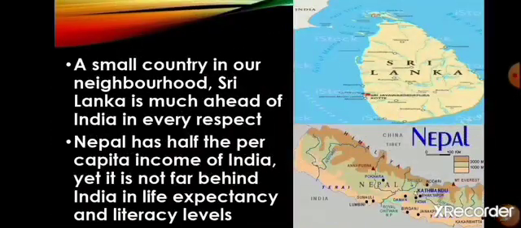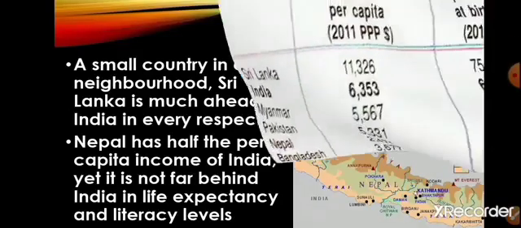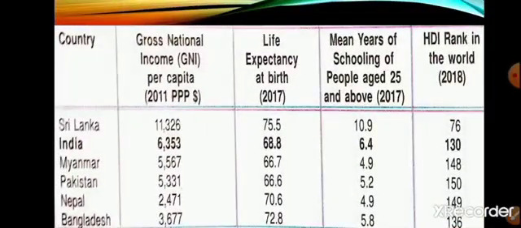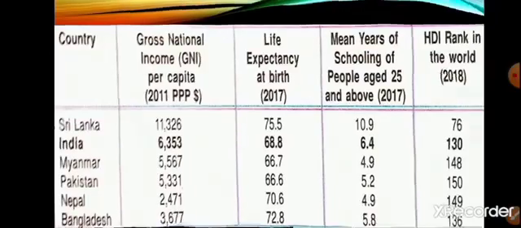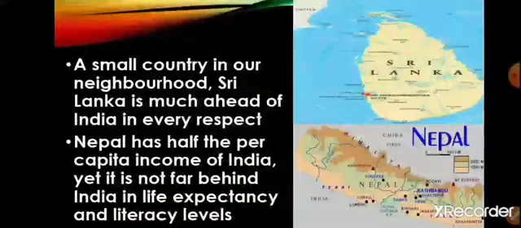Now, Nepal has half the per capita income of India. Yet, it is not far behind India in life expectancy and literacy level. Students, just have a look at this table once again. Here you will find Nepal, which has half the per capita income of India. Yet, it is not far behind India in life expectancy and literacy levels. So, I hope you have understood this.